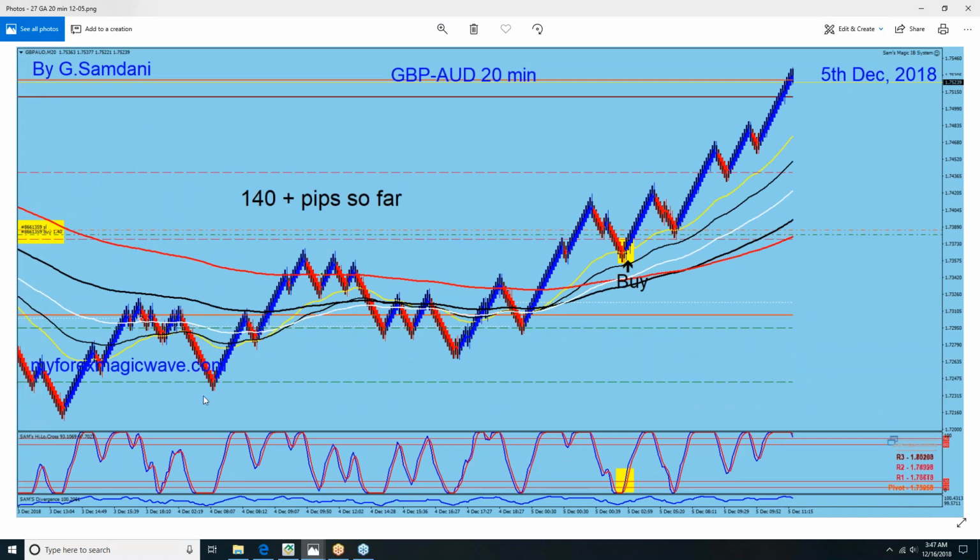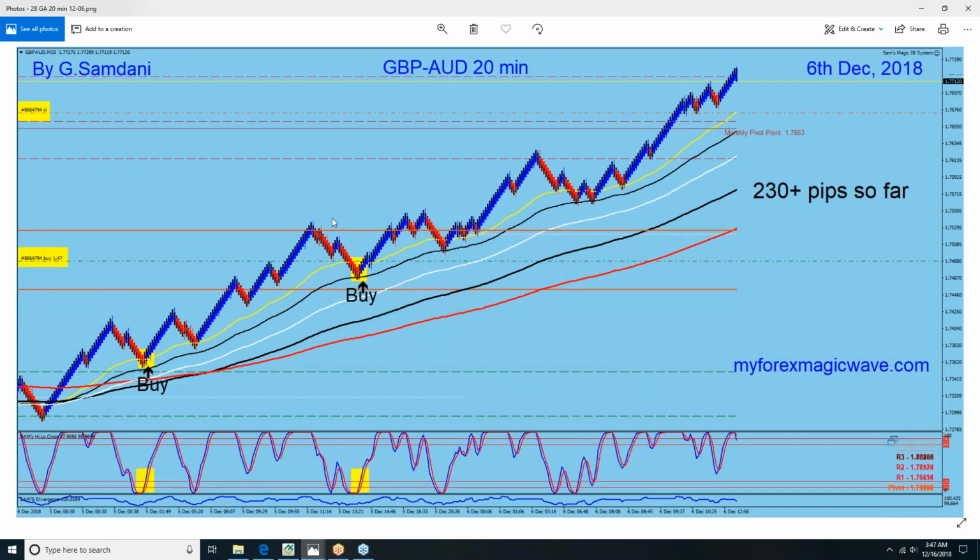Even though this was a good entry, I kind of missed those entries. And then on the 4th, all of this activity was on the 4th, and here is on the 5th. It went up, but it's not enough. It went up more. See, this was my 140 pip trade, retrace a little bit, and then 230 pip again.